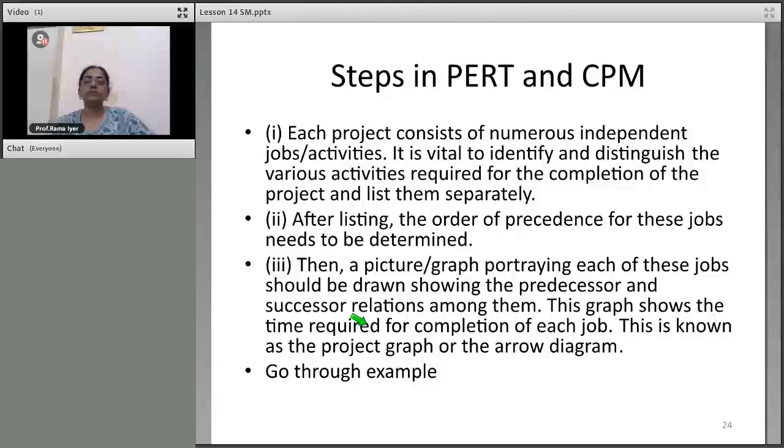Then what happens next? Then a picture or graph is created of each of the jobs showing what is first and what has to follow after that, and what the predecessor and successor relationship is. Do you understand that term? And the time required for each job.